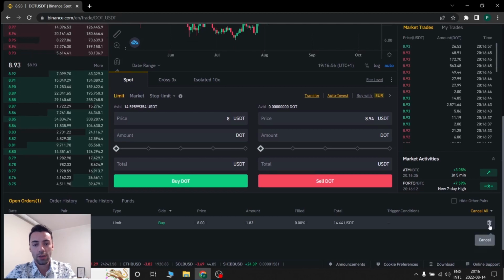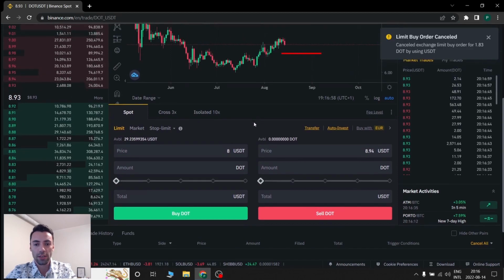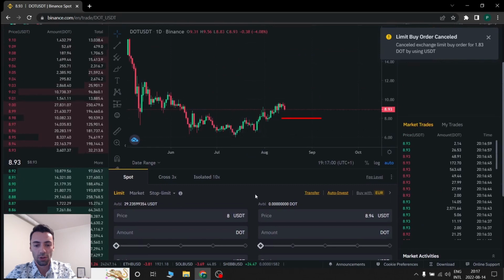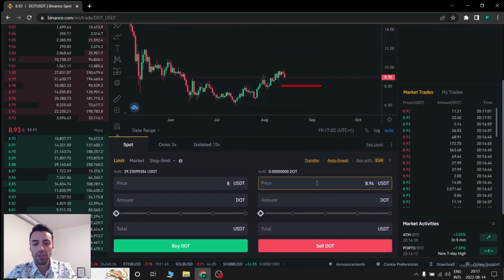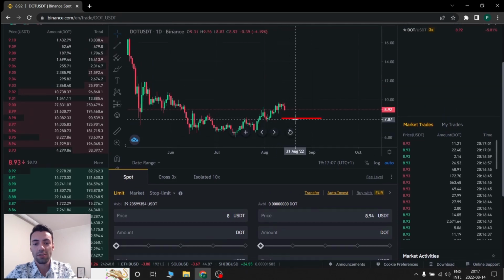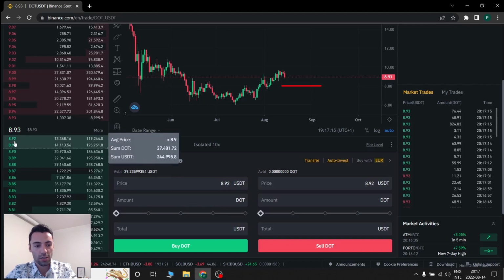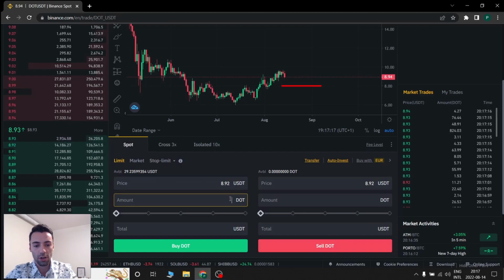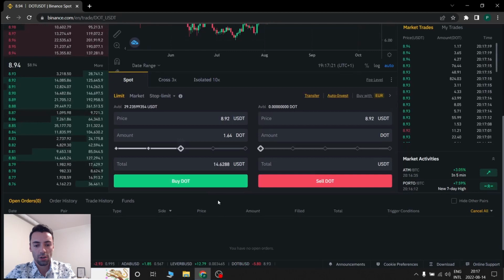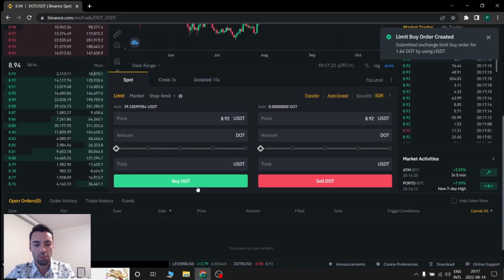So we cancel it because we don't want to buy Polkadot right now. And for the sell, it's almost the same. Not almost, definitely the same. For example, let's buy some Polkadot at this price. If you click on this last price, it will come here. I don't know how much we're going to buy, 50% of our USDT, and buy.